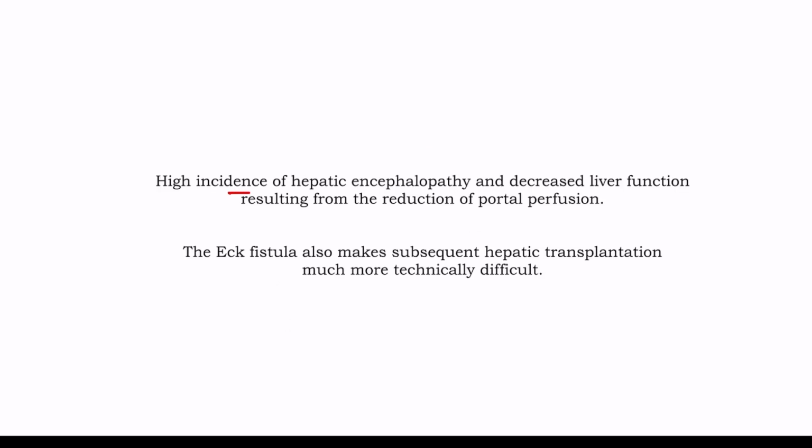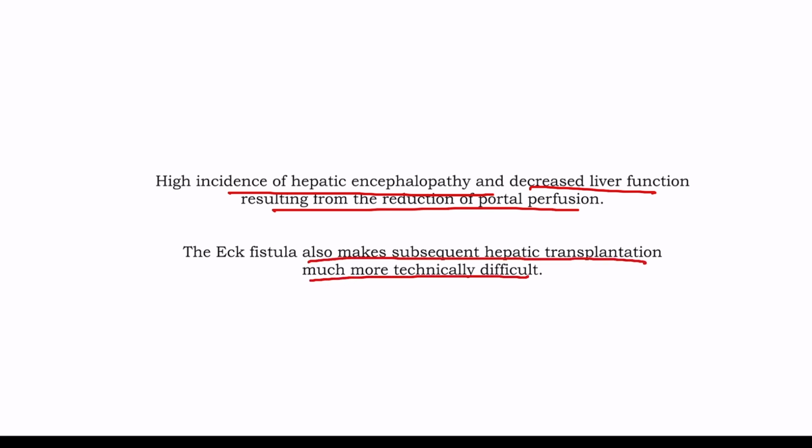What is the disadvantage of Eck fistula? High incidence of hepatic encephalopathy and decreased liver function resulting from the reduction of portal perfusion. The Eck fistula also makes subsequent hepatic transplantation much more technically difficult.